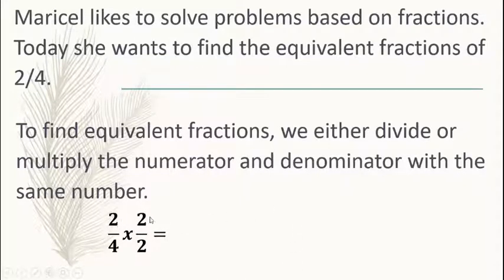2 times 2. Very good. That is 4. 4 times 2 is 8. So we have the equivalent fraction of 2/4, which is 4/8. What if we divide 2/4 by 2 over 2? 2 divided by 2 is 1. 4 divided by 2 is 2. So we have 1/2. We can see that the equivalent fractions of 2/4 are 4 over 8 and 1/2.